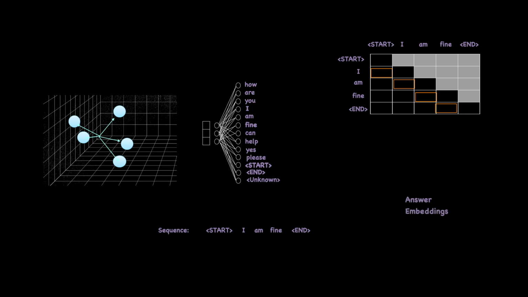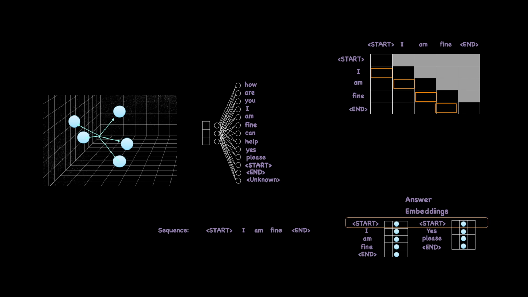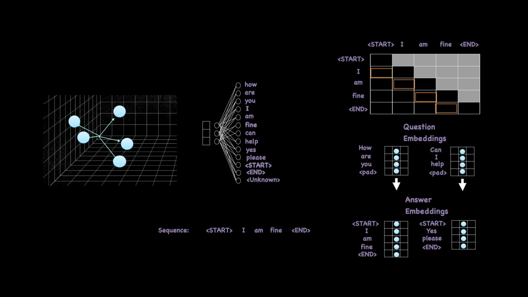Let us store the words of the sequence in an answer embedding and compare it with another embedding. We see that both sequences begin with the start token, but subsequent words are different. The lengths of the sequences are also different. Our sequence generator will need guidance on deciding which sequence to generate given the same start token. We will model this as a sequence-to-sequence learning task by pairing one sequence with another. We will pair the answer sequence, I am fine, with the question sequence, how are you? Similarly, we will pair the answer, yes please, with the question, can I help?